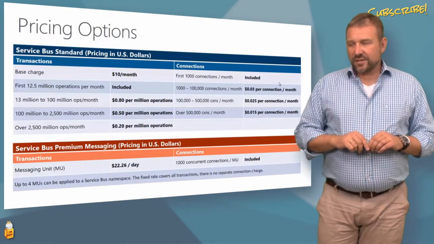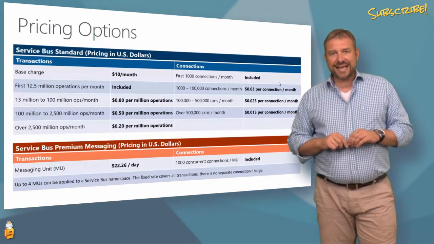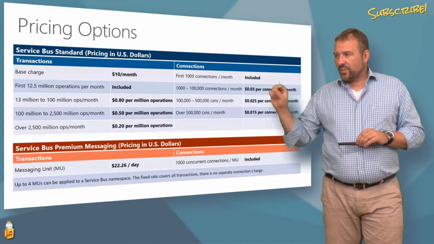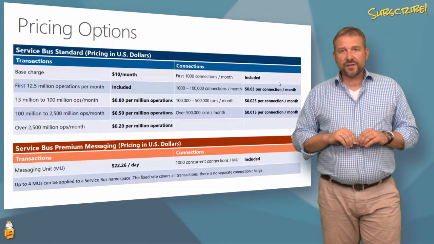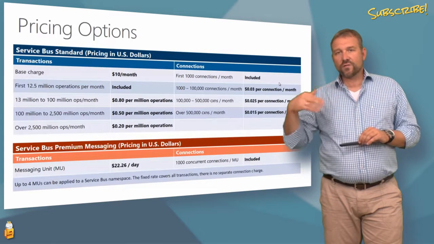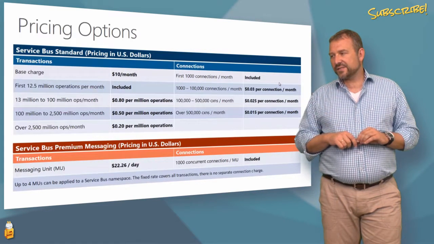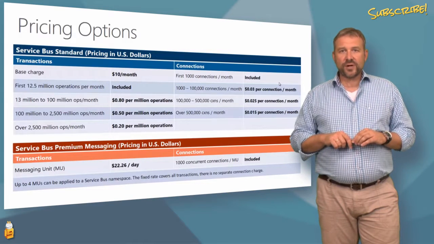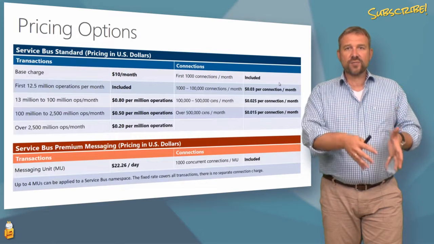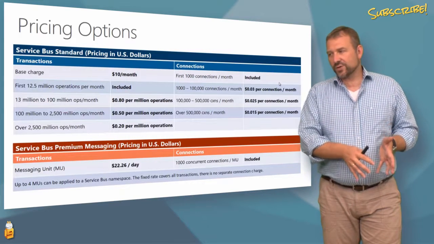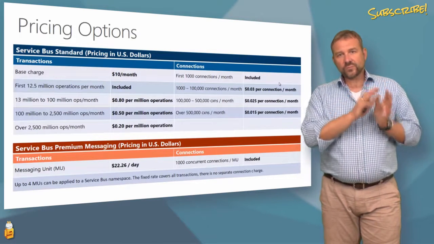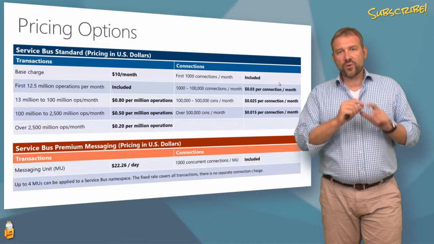In Service Bus Standard, you are being charged on a per transaction basis. You have a base charge of $10 a month with some inclusive message volume, up to 12.5 million operations per month included. And then the overage is being charged on a per transaction basis. And with Service Bus Premium, the pricing is predictable, which means you are paying for the resources and as many transactions as you can execute on those resources. So $22, $26 per day, it's a daily charge per messaging unit.